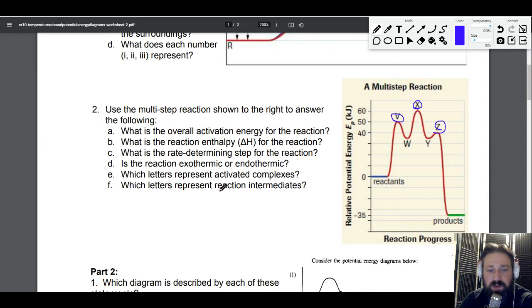And then which letters represent reaction intermediates? Intermediates are things that stick around for a while. These are the little valleys. You can imagine this is a car running up here. It might lose energy right about here and fall back into this little valley. That means we have an intermediate right here. So intermediates here, transition states or activated complexes right there.